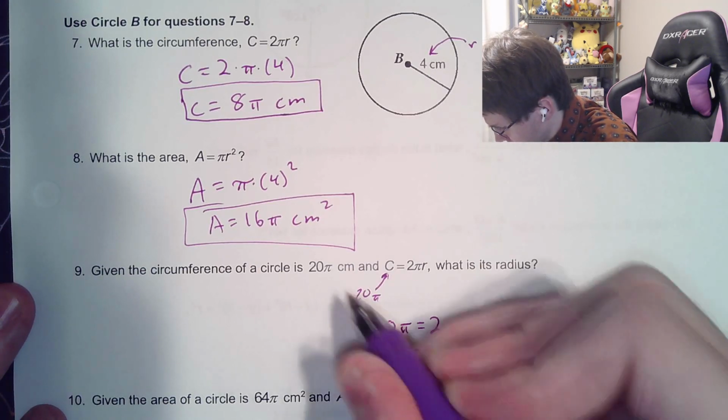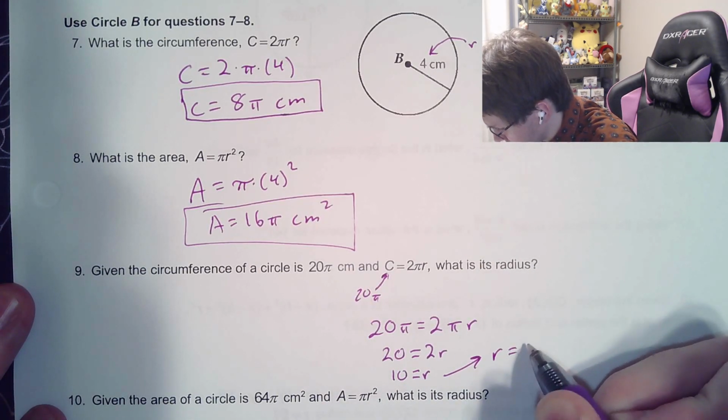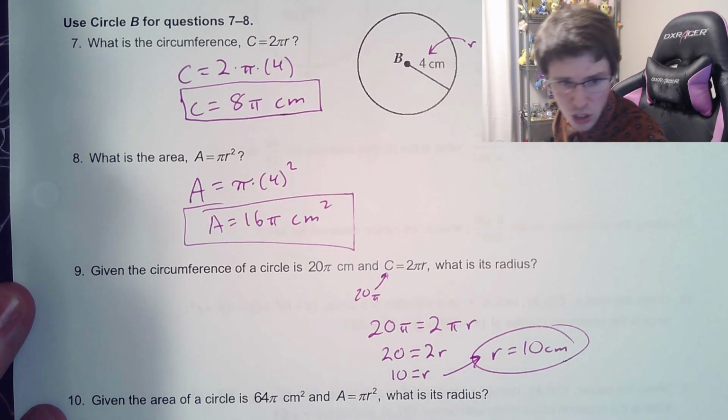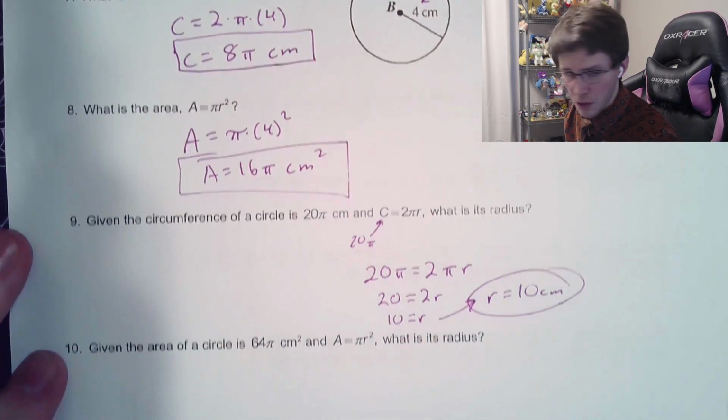And it does say centimeters, right? So maybe I should rewrite this. r is equal to 10 centimeters. Use those units I just told you about. Beautiful. Let's move on to the next one.